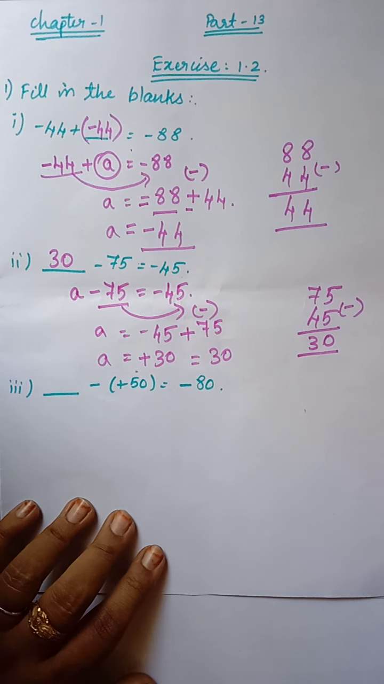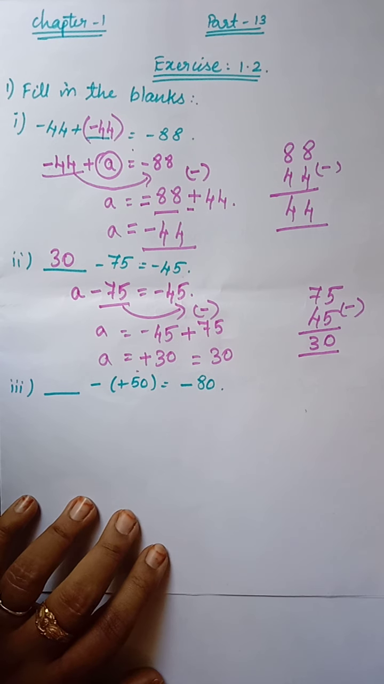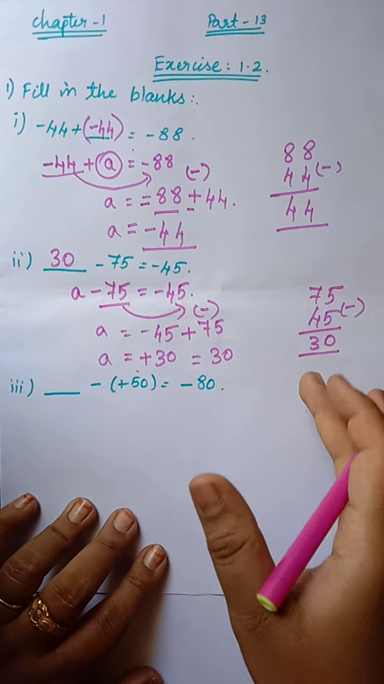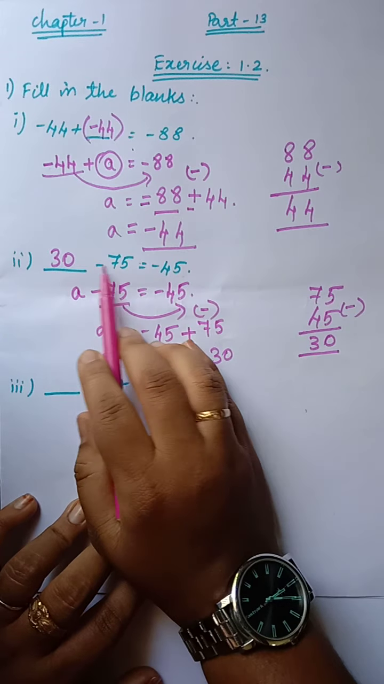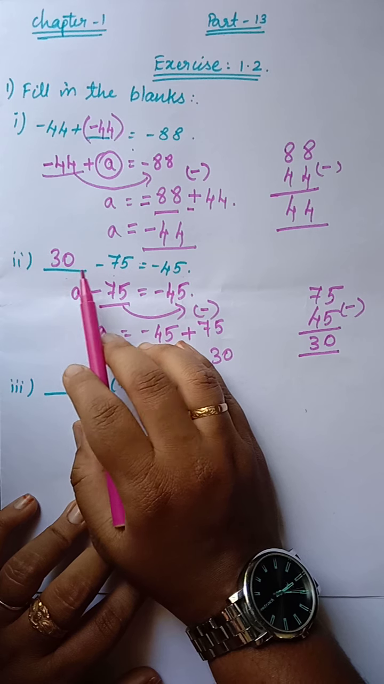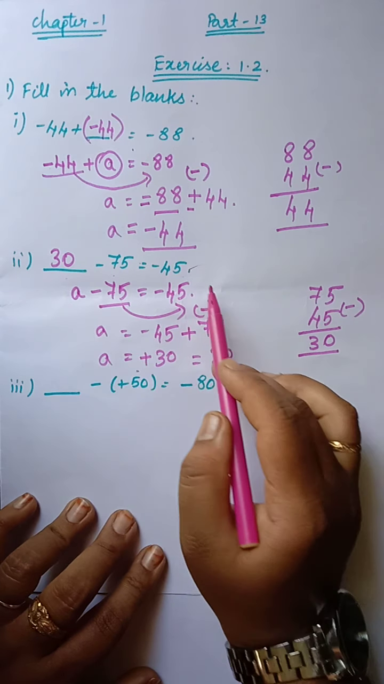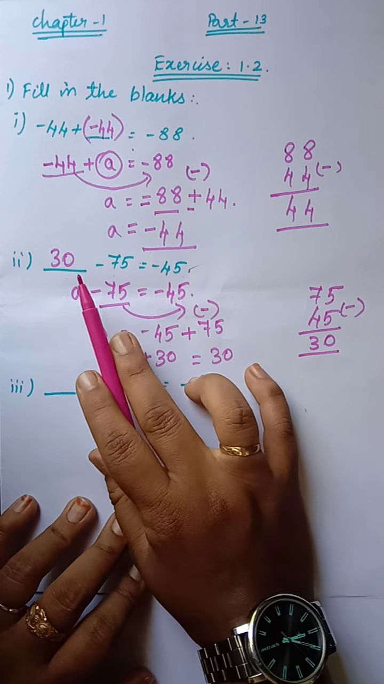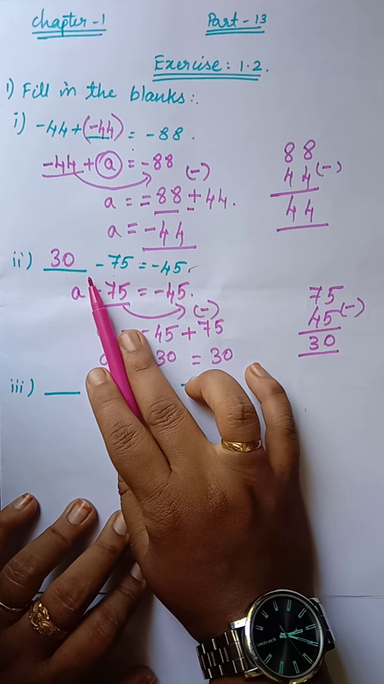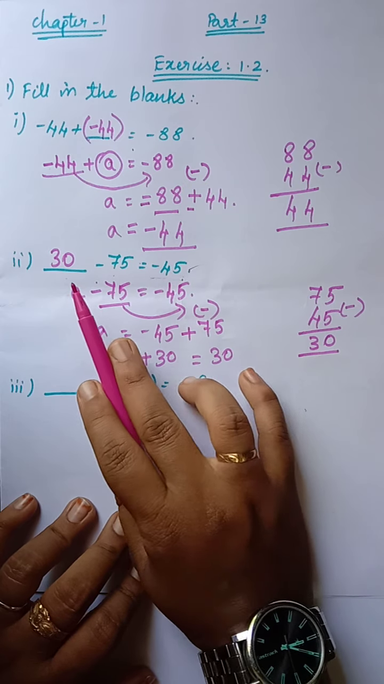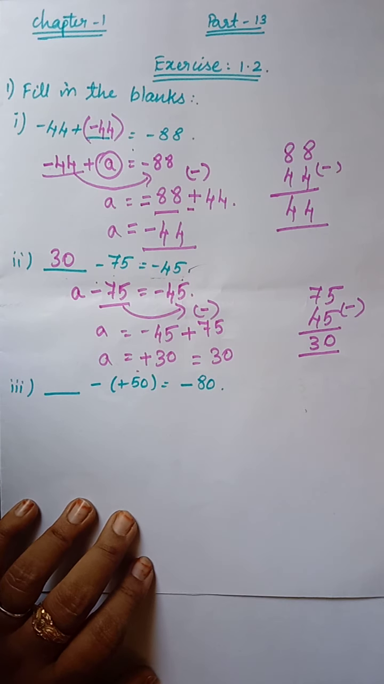If you want to check whether your answer is correct or not, you can easily check it. How? You have to subtract these two values. While subtracting you have to get this answer. If you get this answer, it means what you have got as a is correct. If you didn't get this as the answer, your answer is wrong. Clear? So this is also a trick, you can use it.